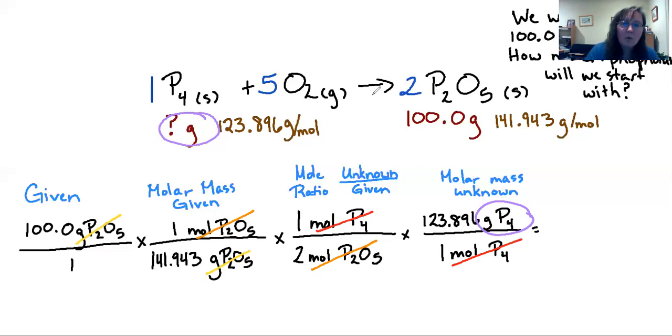So now what I need to do is my calculation. The way I'm going to do this is I ignore all the ones, and I start by saying 100 times 123.896. I wouldn't normally do everything, but I'll go ahead and show it all so that you guys can see it. So this is 12389.6 on the top.